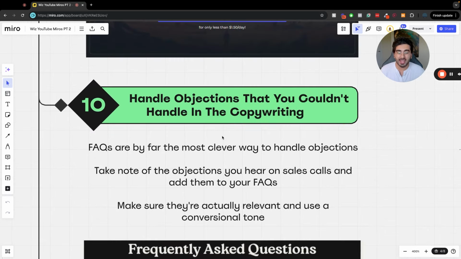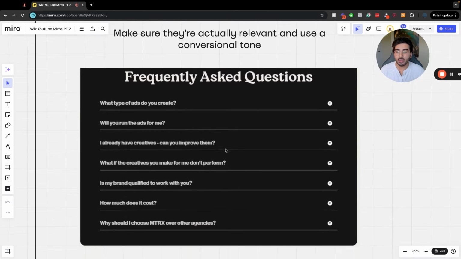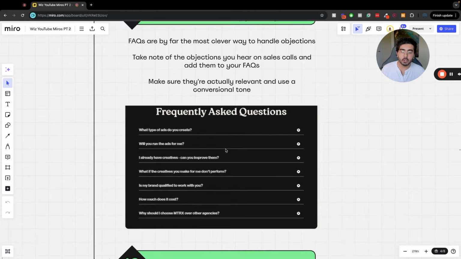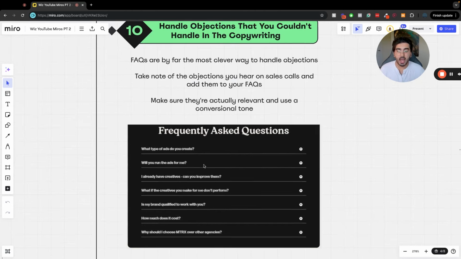Then you're going to go into handling the objections that couldn't be handled in the copywriting. That's what the FAQ is for. That is the most frequently asked questions. It's super simple here. Go to your client, ask them what held them back from actually paying you, and use those questions here and answer them all.